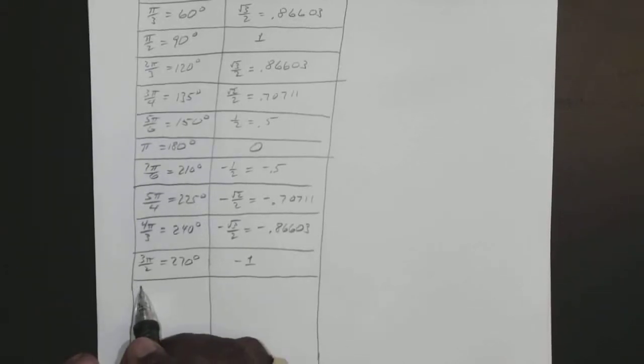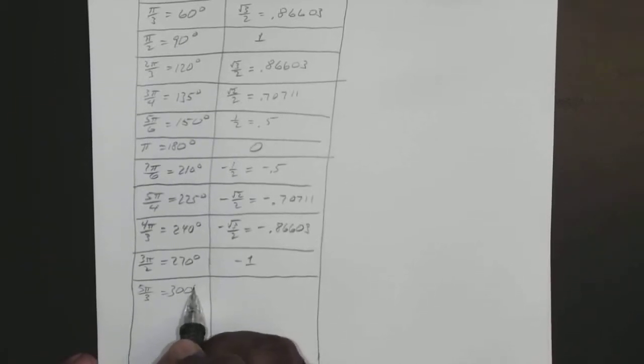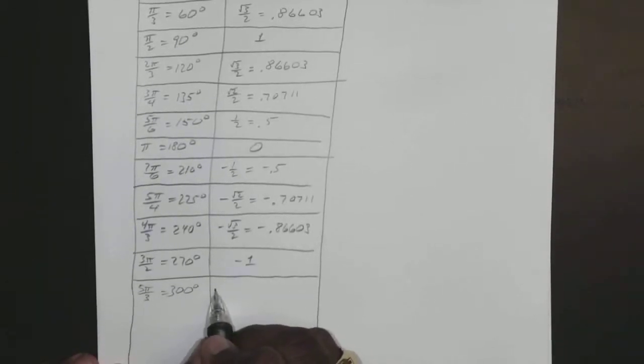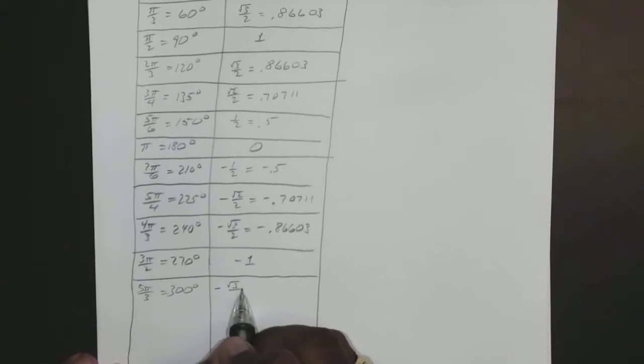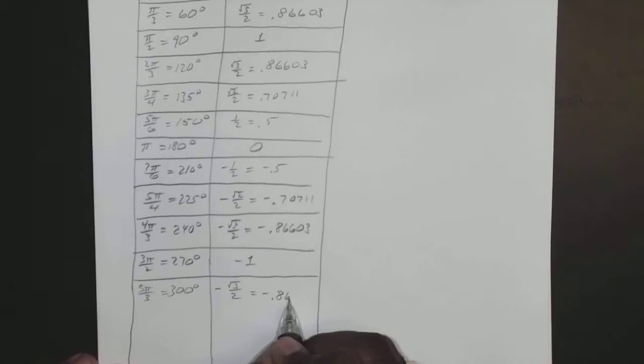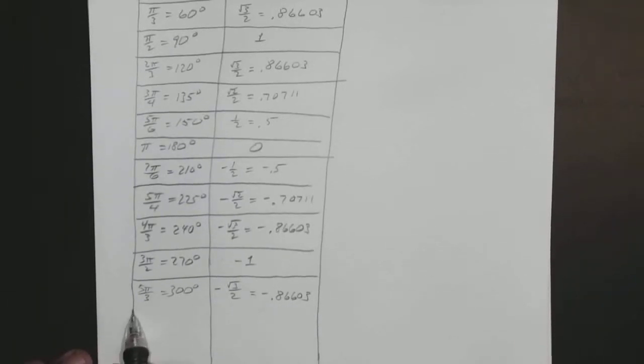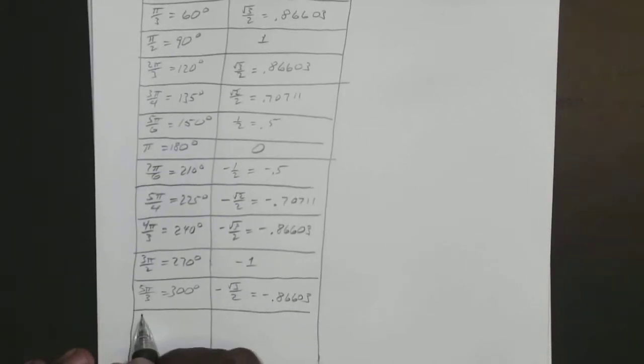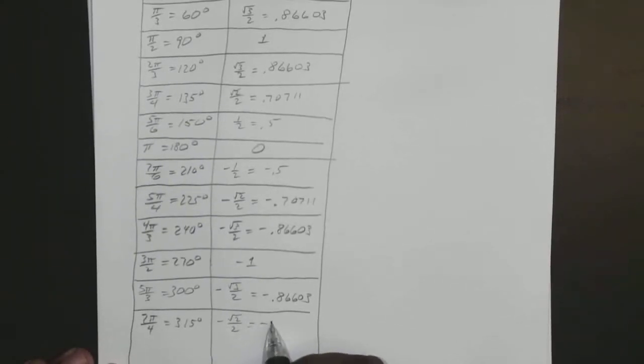Okay, so if you go to 5 pi over 3, which is 300 degrees, that's going to equal negative square root of 3 over 2, which is negative 0.86603. If you go to 7 pi over 4, which is 315 degrees, that's going to equal negative square root of 2 over 2, which is negative 0.70711.